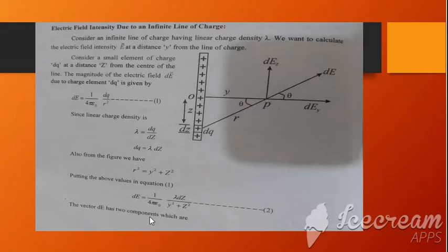The vector dE has two components. By resolving the vector dE into its components, along the y line the component is dEy, and along the z line the component is dEz. This dE vector is resolved into its components. Along the y line there will be a component dEy, and another component which is perpendicular to it. This is the dEz component.